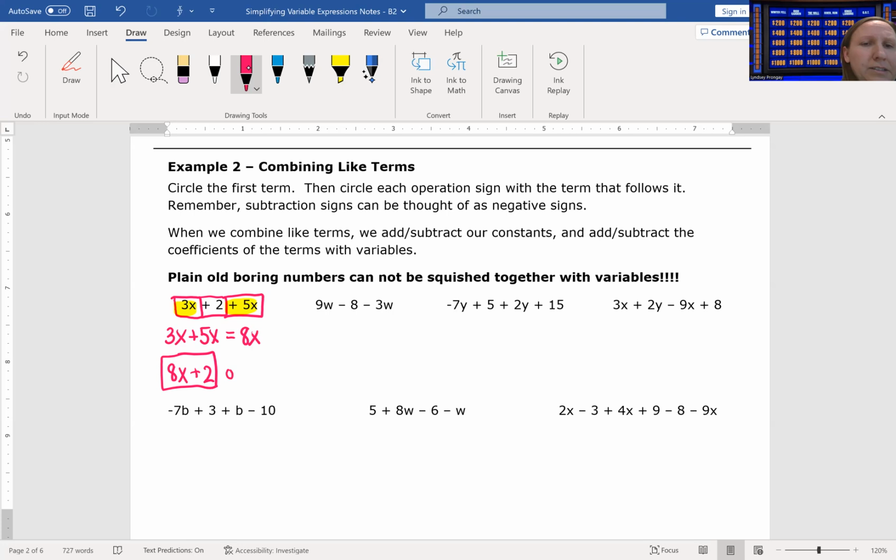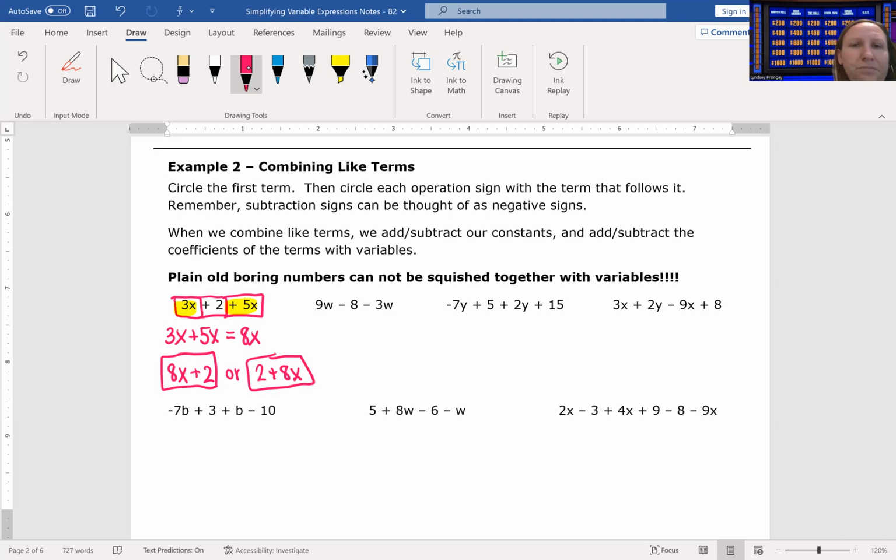Another way of writing this, okay, we could technically do the number first if we wanted to. It is usually a little bit better when we put the x or the variable first, but I could reverse this and say 2 plus 8x. That would also be an acceptable answer.